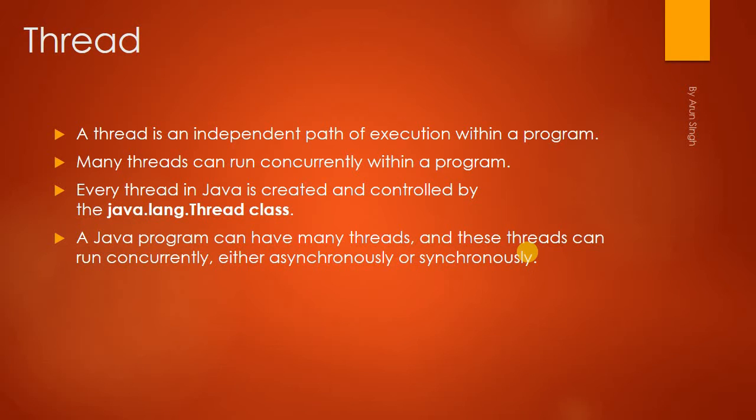What are threads? A thread is an independent path of execution within a program. Many threads can run concurrently within a program. Every thread in Java is created and controlled by the java.lang.Thread class. A Java program can have many threads and these threads can run concurrently, either asynchronously or synchronously.